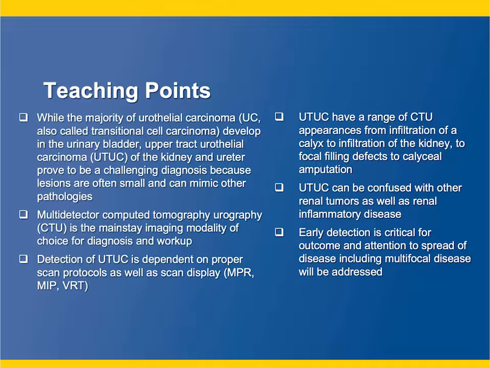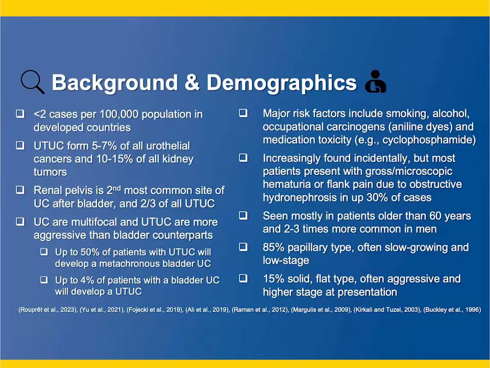hypovascular renal cell carcinoma. And again, this confusion to other tumors as well as inflammatory disease can make it a real challenge. And again, early detection leads to better outcomes, and you really need to be paying attention when you're doing the CT scans. Now, the number of cases under 2 per 100,000 population, upper tract, about 7% of urothelial tumors. The renal pelvis is the second most common site after the bladder.